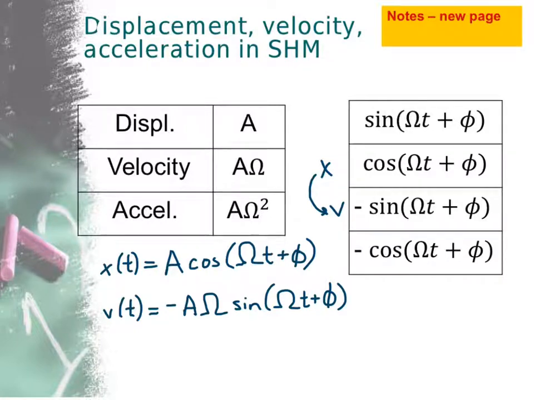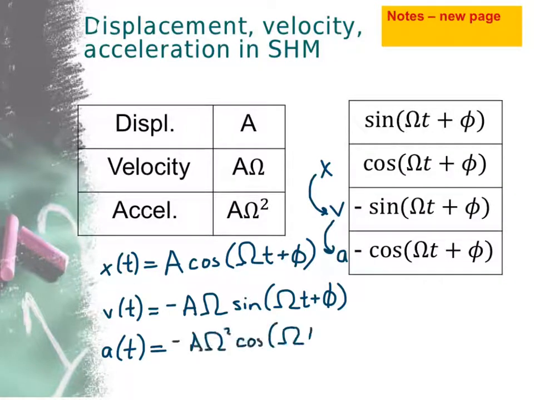If I want to write out acceleration for this, I'm going to jump down another spot in the table, and instead of using velocity, I'm now going to use this as my coefficient for acceleration. So my new coefficient is A omega squared. And then I jump down to negative cosine of omega t plus phi. So I will end up with this as the expression for my acceleration as a function of time.